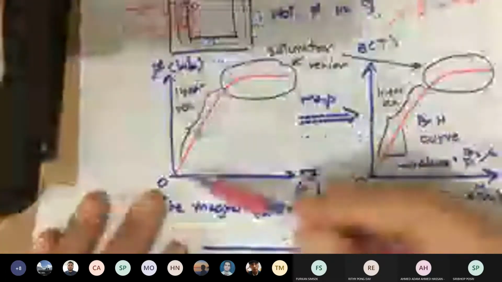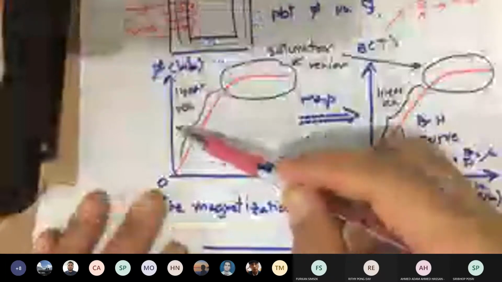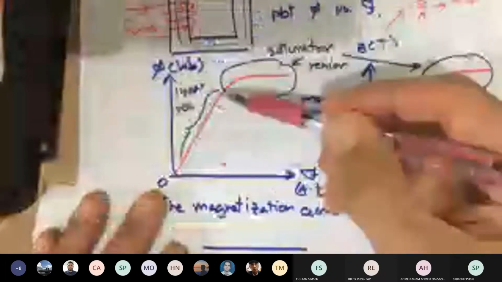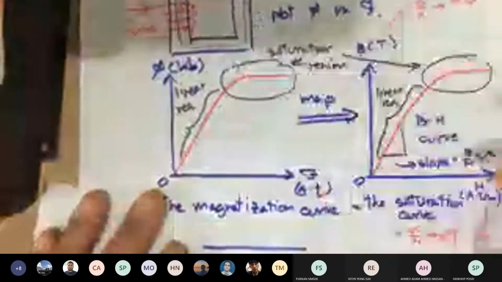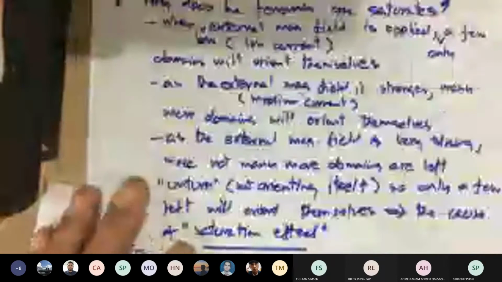Okay, let's assume this is linear. If I step 50%, I get 50% phi. Another 10, I get 10. If I step another 20%, I should get the same. I don't get that. Why does saturation happen?